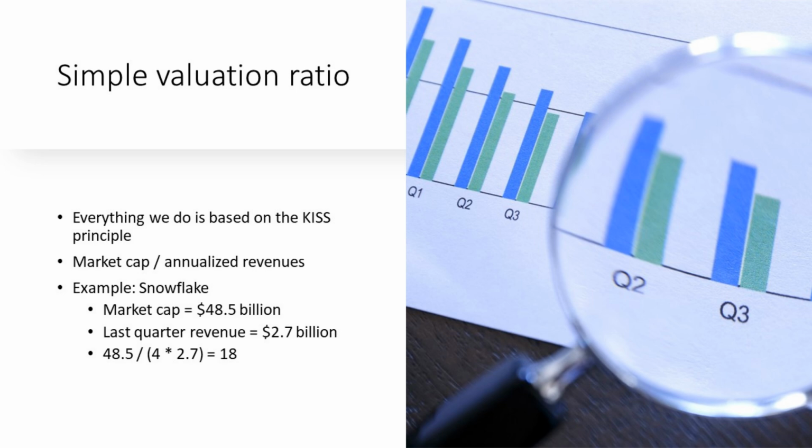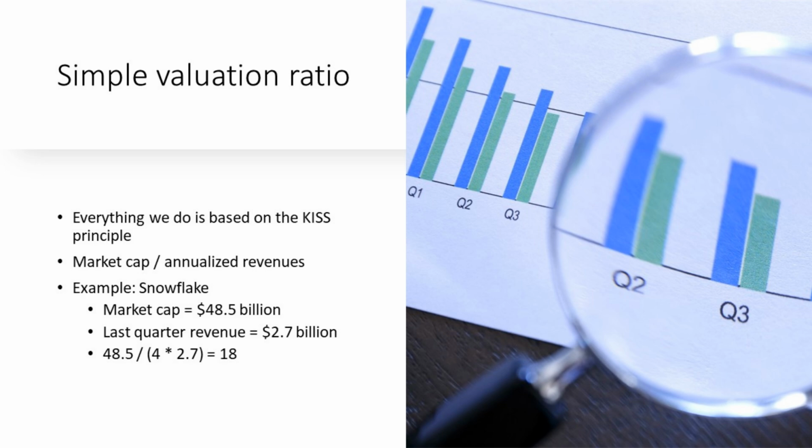Very simple. Let's do an example here, Snowflake. Market cap, $48.5 billion. Last quarter revenue, $2.7 billion. So you take 48.5, divide that by 4 times 2.7, and it's 18. That's your simple valuation ratio.